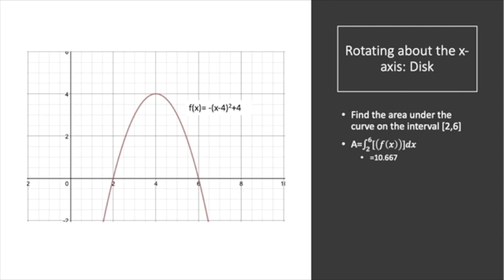So most of my examples, there are a few examples that you can do by hand easily, but most of my examples, I will want you to use a calculator to get the hang of things. So when you find the area under the curve, you should get approximately 10 and 2/3, 10.667 units squared.